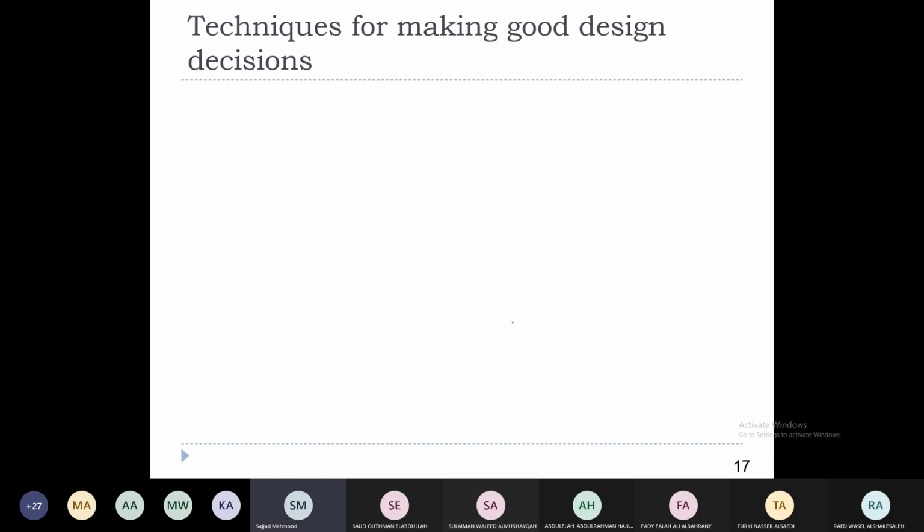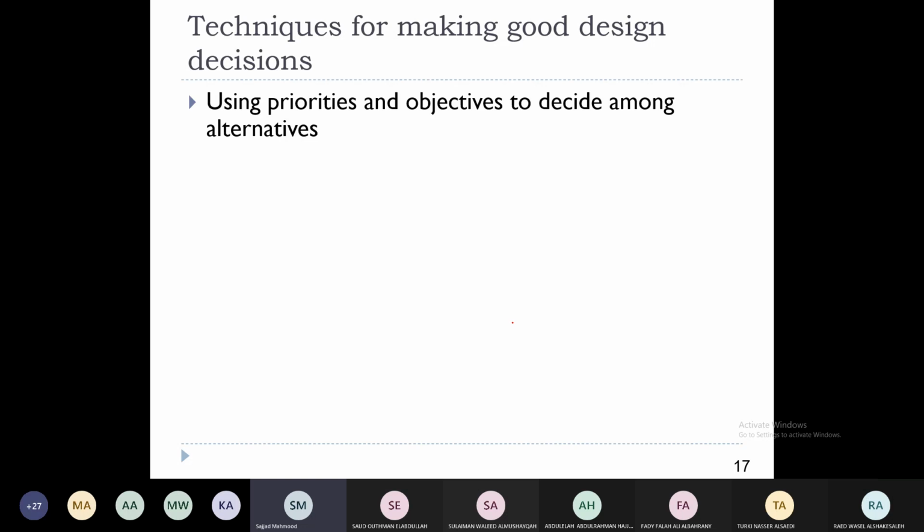So, techniques for making some of these good design decisions. Naturally, you know all of them from a technical perspective, but this just summarizes the process for you: you have to prioritize your objectives, and you have to think about the alternatives. Now, this is something I have said again and again in the semester, and this is something I want to be built into you, that you have to think about alternatives.